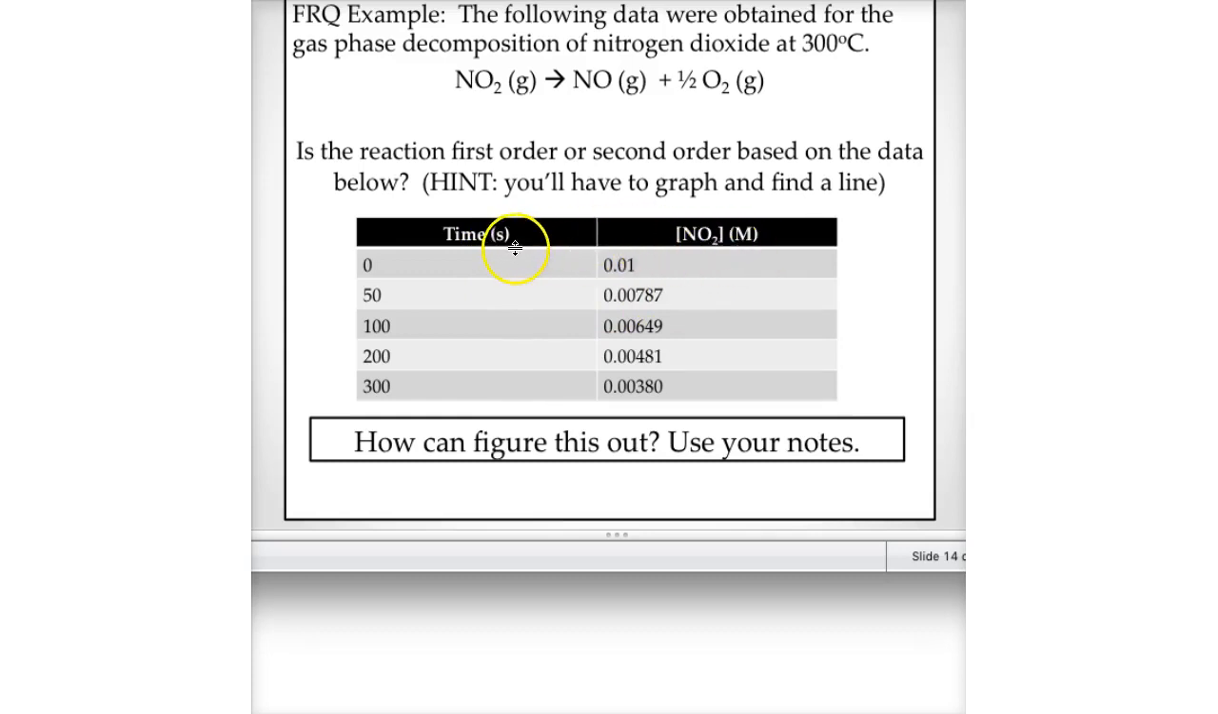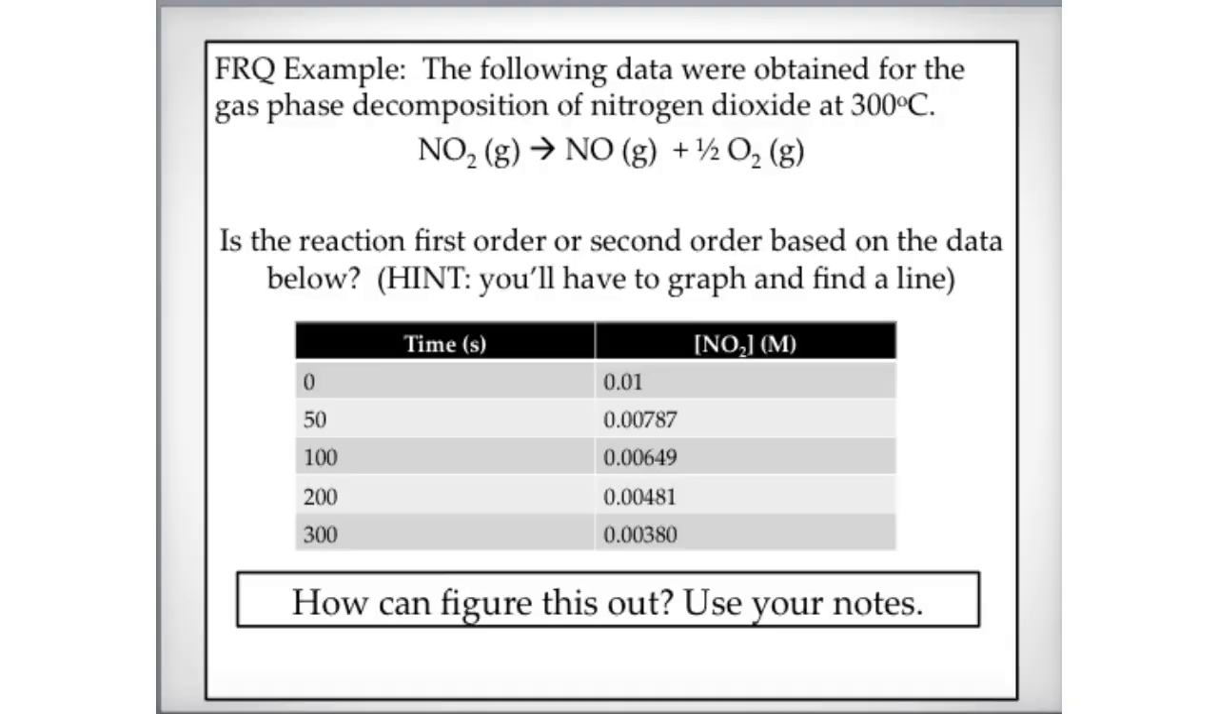So over time, the NO concentration goes down. How do you know if this reaction is going to be first order or second order? So we kind of have to do a little bit of thinking. Just look at the question, look at the data, try to figure out on your own, based on what we learned, how do you know if this is first order or second order? Okay, go ahead and think about it, and then press play once you're ready.